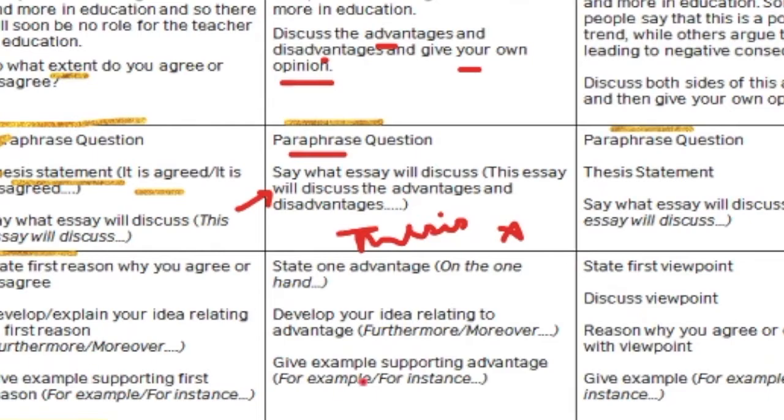Okay. Then in body para 1, you'll talk about advantages. In body para 2, you'll talk about disadvantages, and in body para 3, you'll give your opinion. So whenever you're giving one main point, you'll have to give some ideas to support your point, an example. So this is a proper pattern, a proper structure that we have to follow in IELTS Writing Task 2.